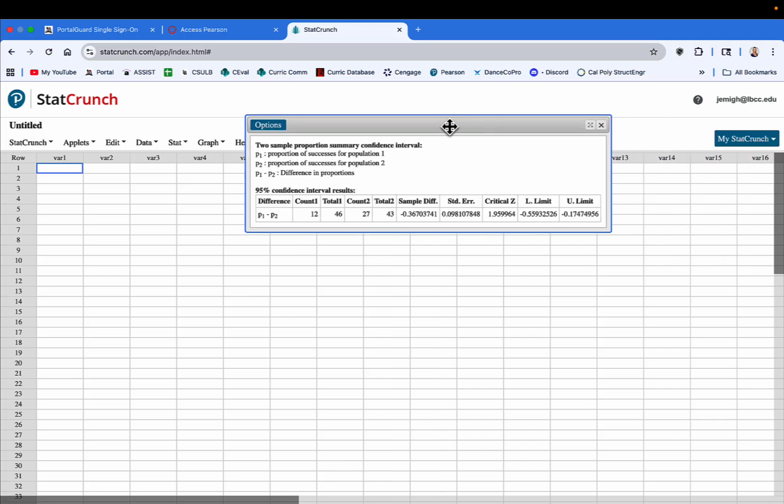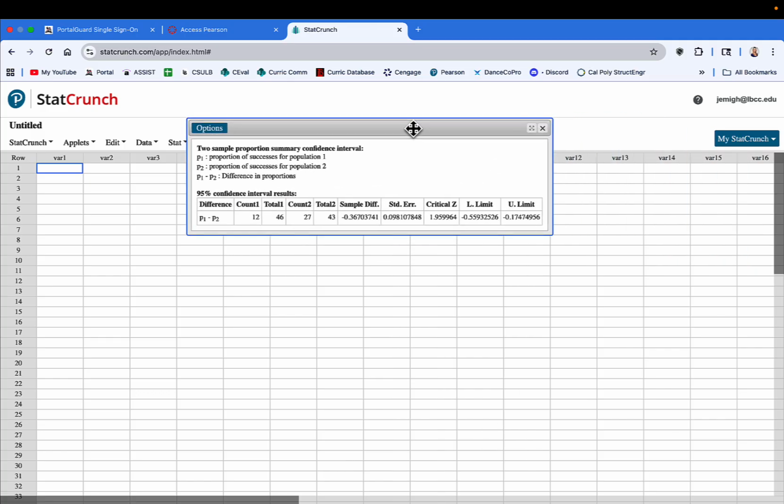Okay, this is the output screen for a confidence interval. We saw these a lot in Chapter 6. And we have our lower limit here and our upper limit right here. All right, you guys, check the signs. Remember, we're checking to see if these are both negative, both positive, or if they have opposite signs. That's going to lead us to our conclusion.